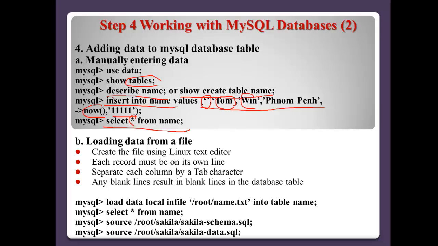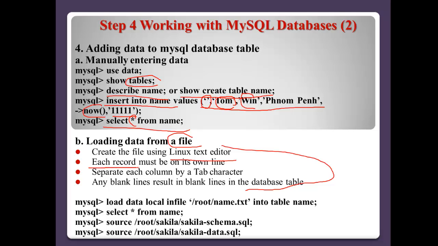So the first one is manual, entering data. Number B is loading data from a file. When we create this kind of file to insert data into a database, we have to remember some theory. First, create the file using a Linux text editor like gedit, Emacs or VI. In my case, I will use VI.